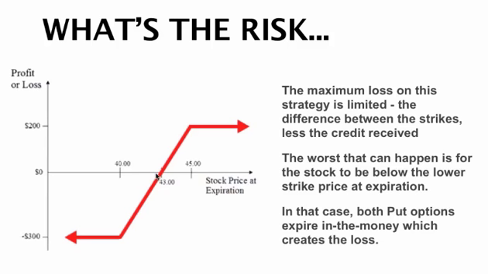The worst that can happen is for the stock to be lower than the lower strike, or to close lower than the lower strike at expiration. So again, this lower strike here, where the loss diagram starts to flatline, your losses are capped right here at $300. So anything below 40, if the stock closes anywhere below 40, then your losses are completely and 100% capped. You cannot lose a dime more, because in that case, both put options expire in the money, which creates the loss.